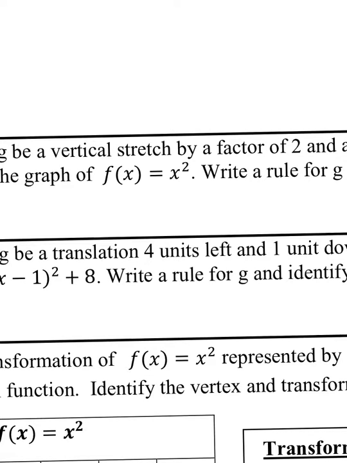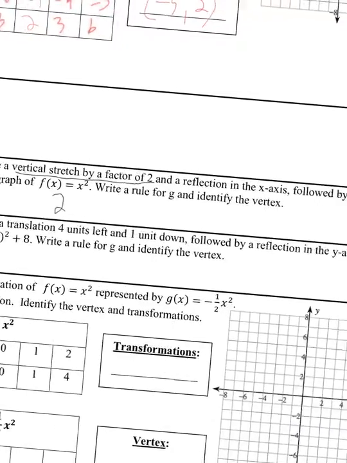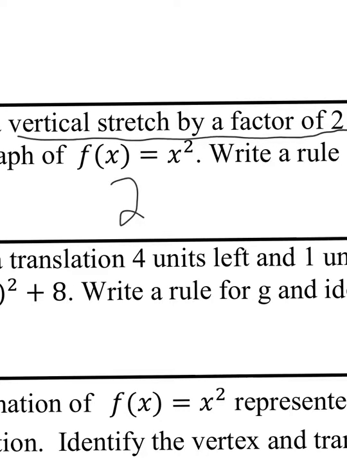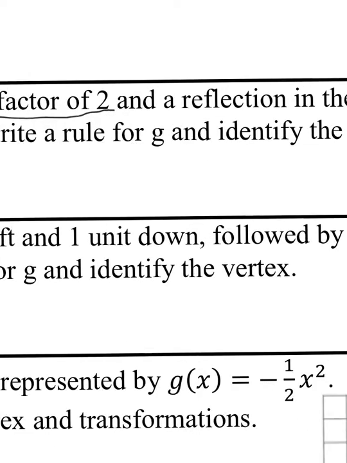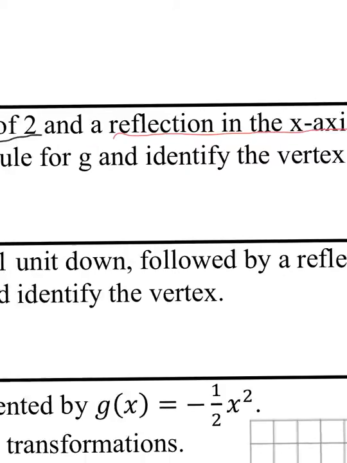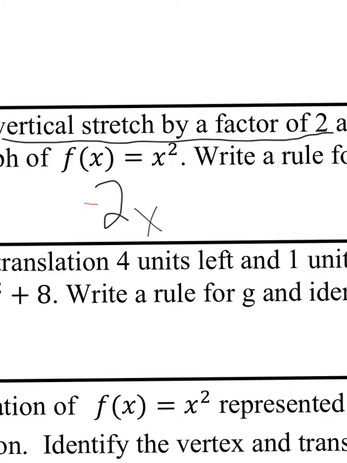Okay, so it says vertical stretch by a factor of 2. So I'm going to write down a 2. And what else does it say? It says a reflection in the x-axis. So you want to put the 2 by the x, and then with the reflection in the x-axis, that is going to be a negative, and that negative is going to be out front. Remember, if the negative were on the inside, it would be a reflection over the y-axis. So now it's going to say negative 2x.